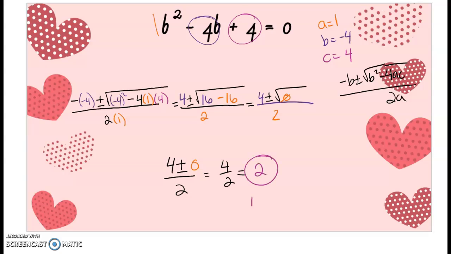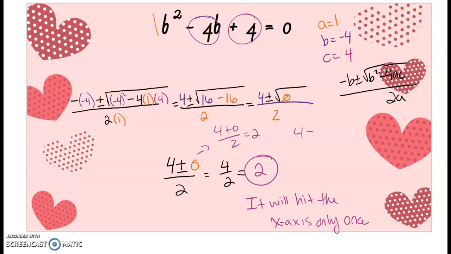So this means that it will hit the x-axis only once. There's only one answer, because look, even if I distributed this, 4 plus 0 over 2 is still 2. 4 minus 0 over 2, it's still 4 over 2, therefore it's still 2. They're the same number. So this one will only hit the x-axis once, which is totally fine.